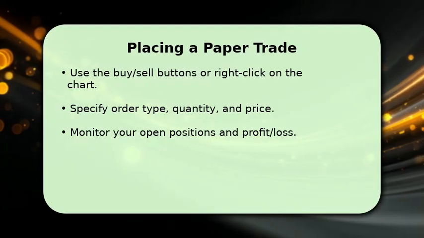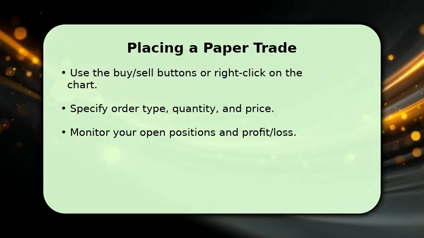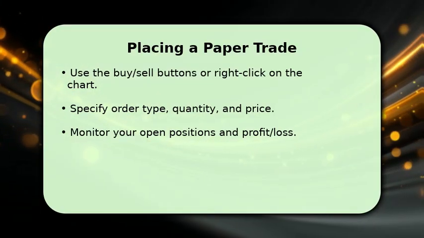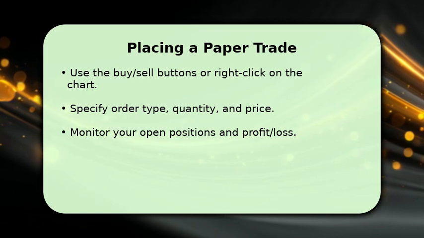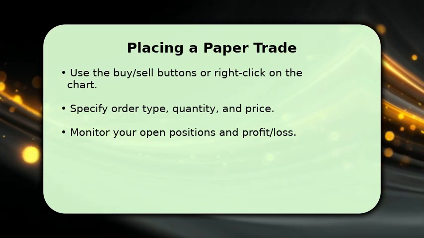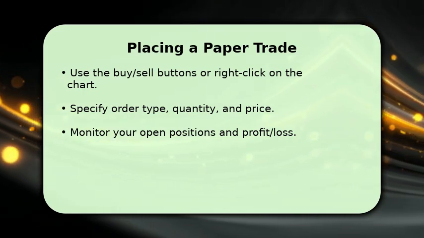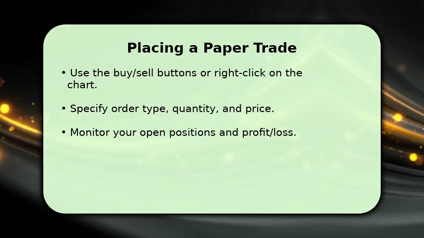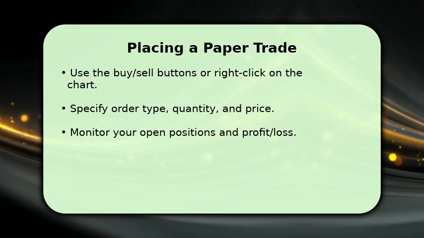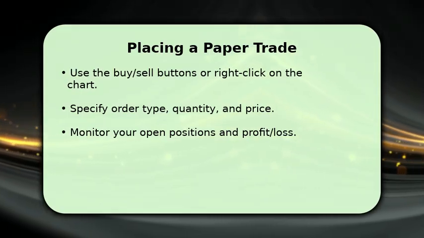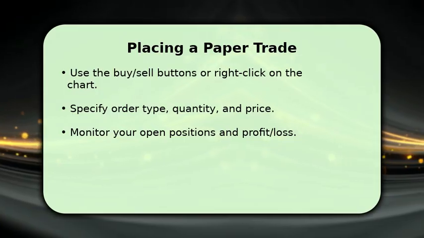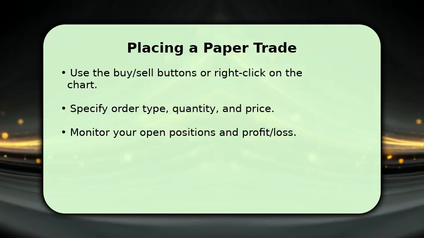Now that you're connected, placing your first paper trade is straightforward. You can use the prominent buy or sell buttons directly on the chart or right-click for more options. When prompted, specify your desired order type, the quantity of shares or contracts, and your entry price. After confirming, your trade will appear in your open positions, allowing you to monitor its performance.